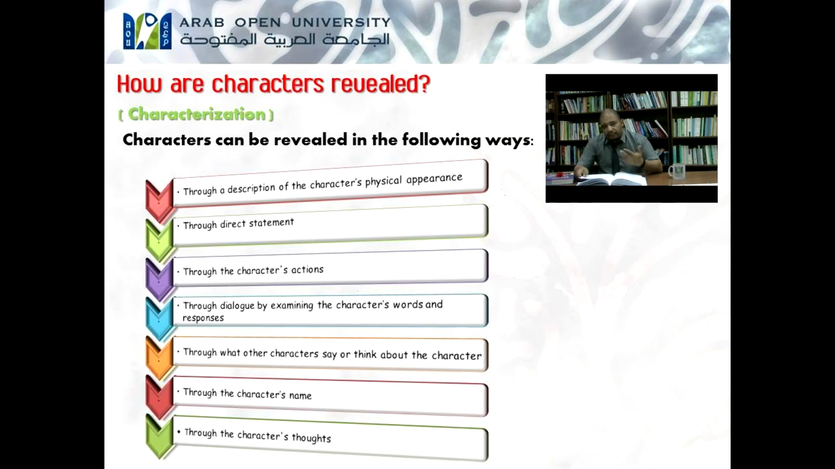Through the character's thoughts, it's the same thing. Think of Jimmy. Think of the narrator in A Letter from Gaza. Think of the nameless narrator in To Build a Fire.